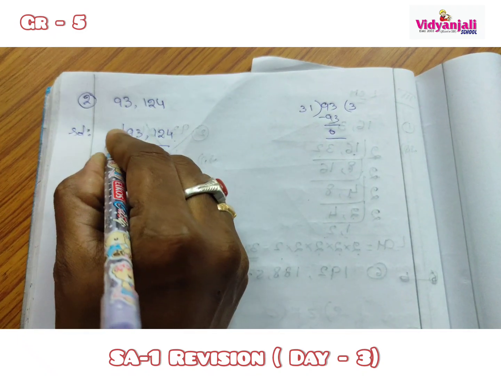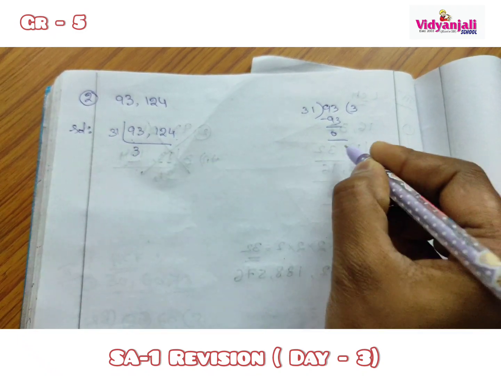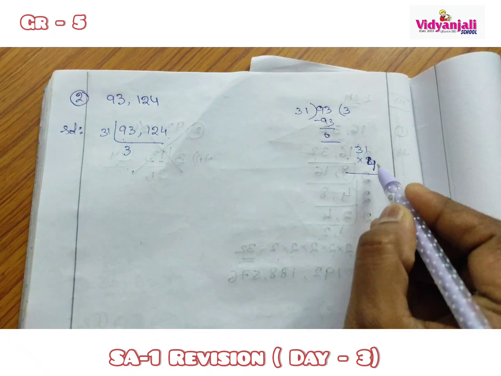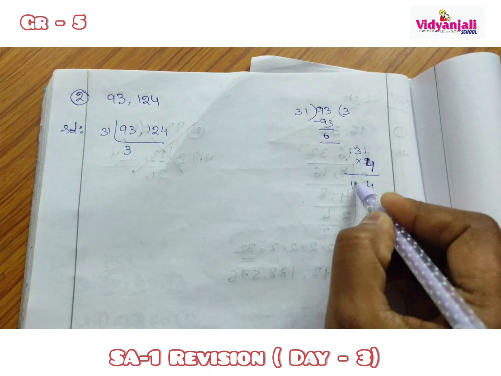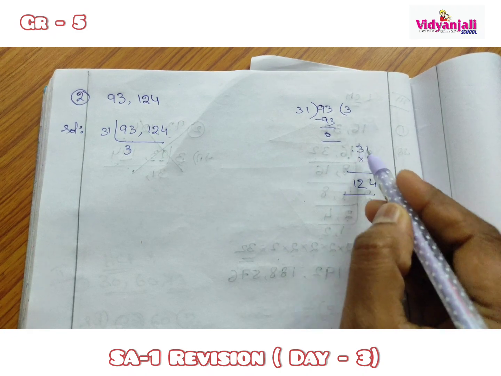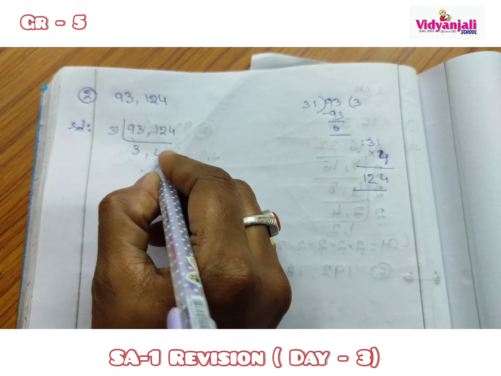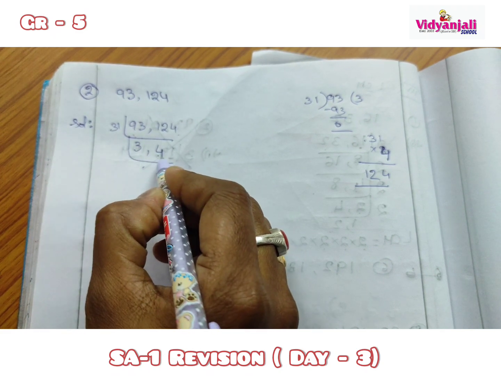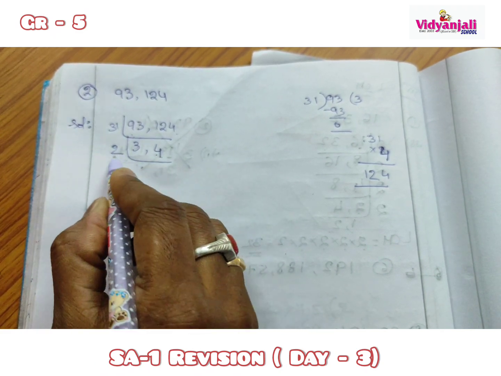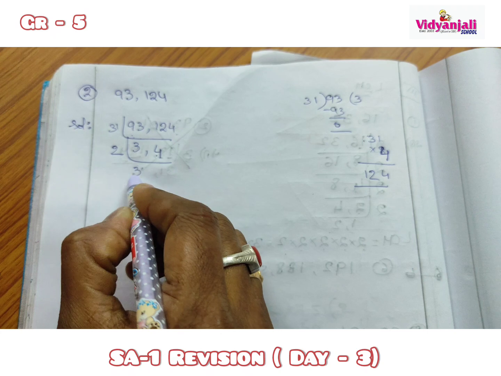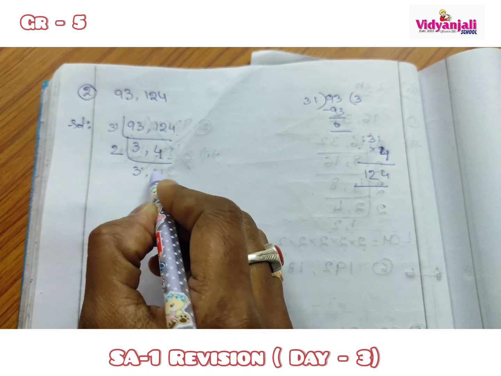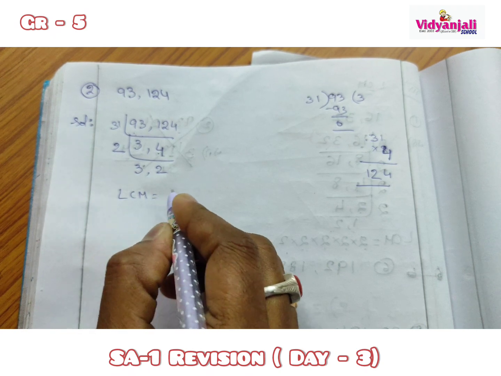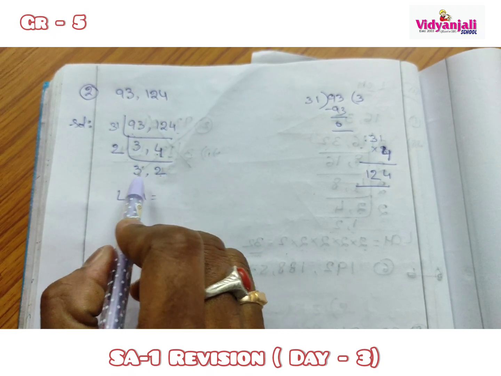In the 31 table, 31 3s are 93. And in the 31 table, 31 4s: see, 4 1s are 4, 4 3s are 12. So in the 31 table, 31 4s are 124. Okay. Now here 4 is divisible by 2. In the 2 table we won't get 3, right? So let's write 3 as it is, and in the 2 table, 2 2s are 4.